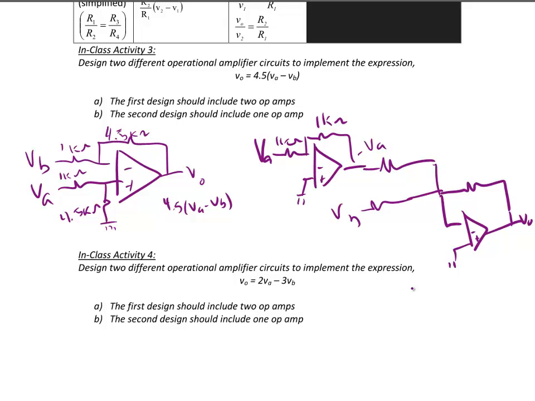So now, since I want the gain to be 4.5, the feedback resistor is going to be 4.5 kilo ohms, and the input resistor on both of them will be 1 kilo ohm. So this gives me VO is equal to 4.5 times VA minus VB.